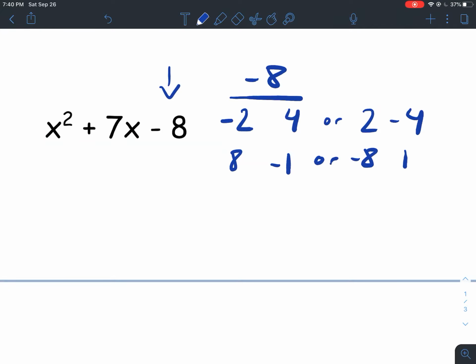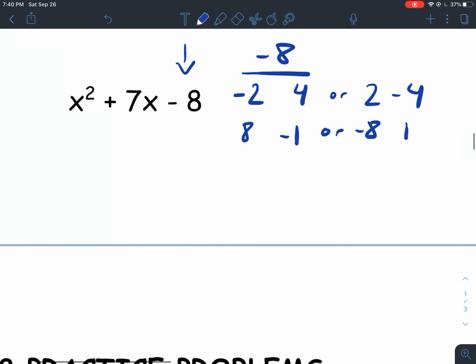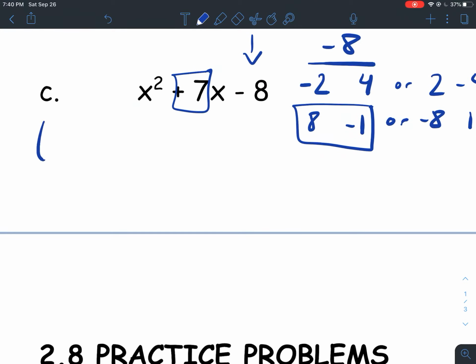So looking at these, let's see if we can figure out which one might be best. Well, we're trying to add to give a +7. I'd say this right there is going to be our best bet. So we would do x plus 8 and x minus 1.